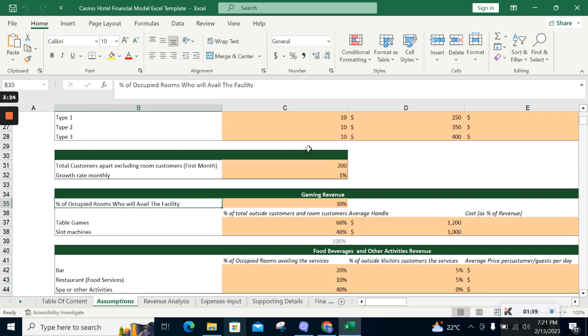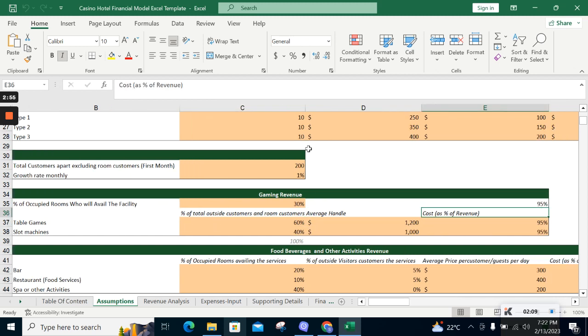Gaming revenue. So the percentage of occupied rooms who will avail the gaming facility. We have divided the gaming facility into two types, table games and slot machines. So the percentage of outside customers and the room customers, obviously you are going to have the room customers who are going to stay in the hotel, as well as customers who are not going to stay but they are going to play the games.